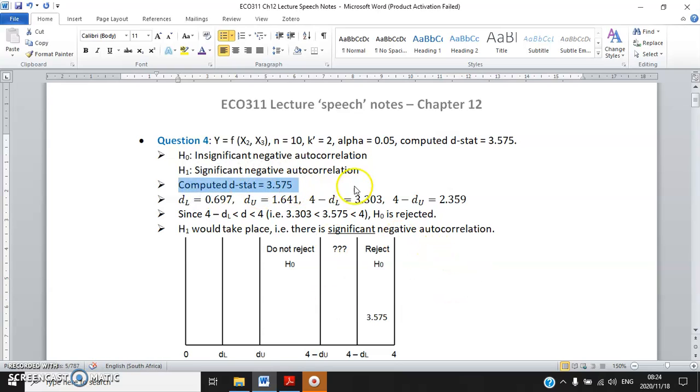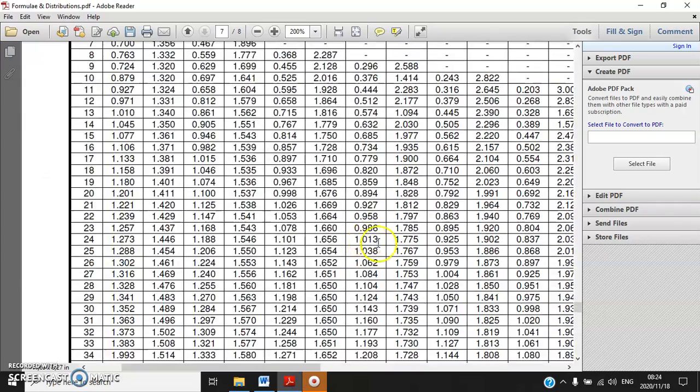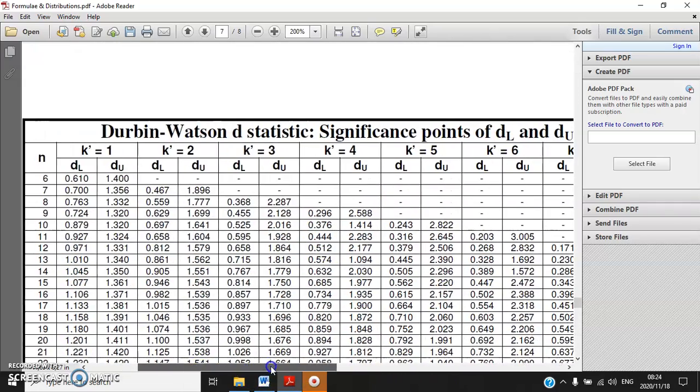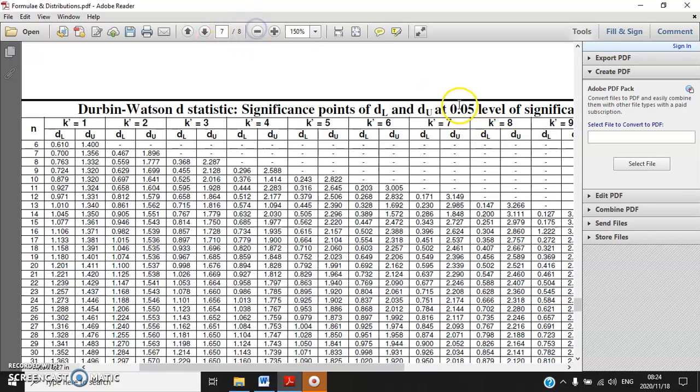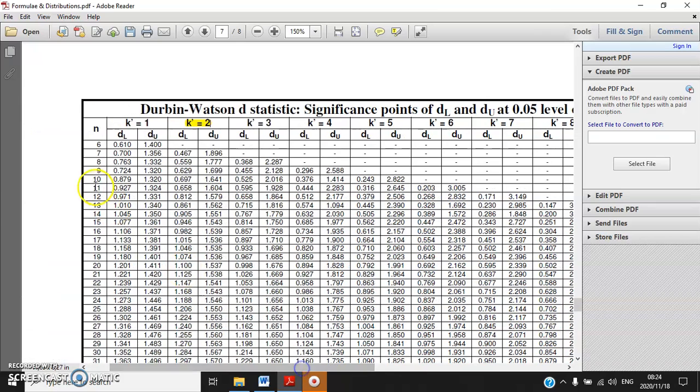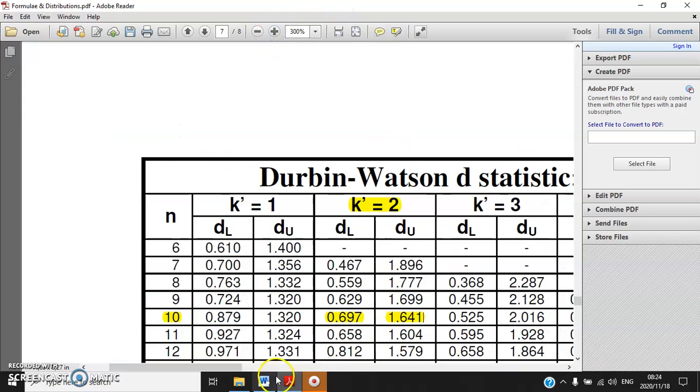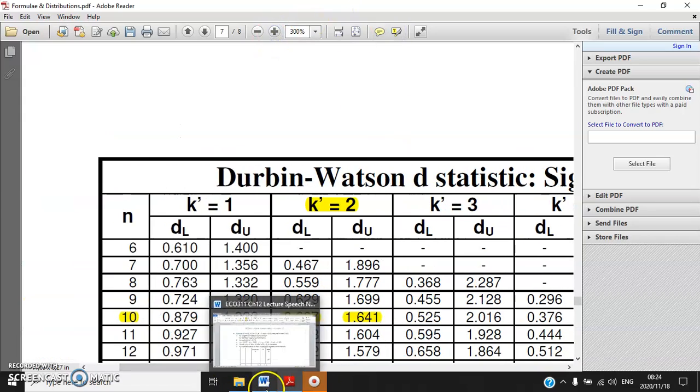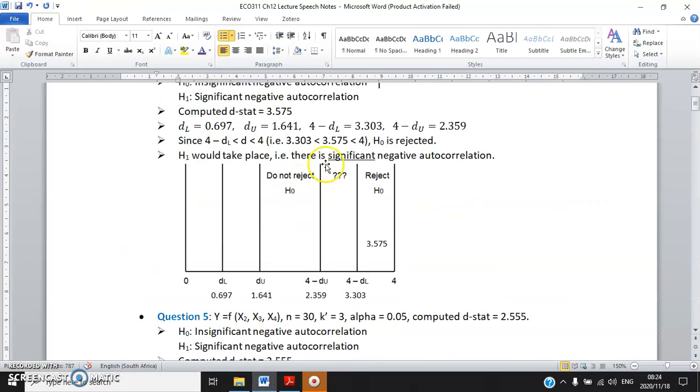Computed d-stat given. Now we have to look for dL and dU, 10, 2, 5%. I must use the right table. 5%, K prime is 2, sample size is 10. Therefore, dL 0.697, dU 1.641. And then you also work out 4 minus dL and 4 minus dU. So you see the 4 answers here.